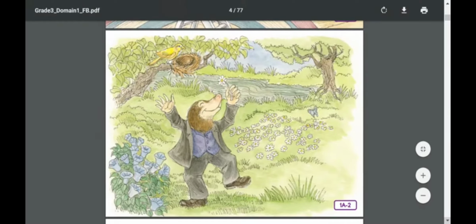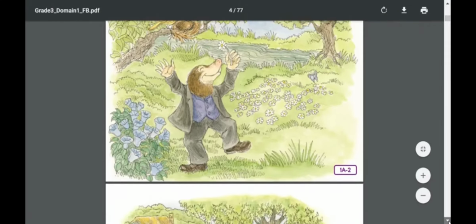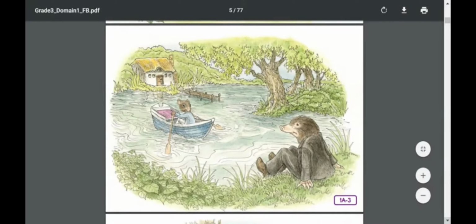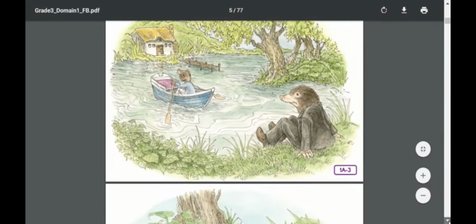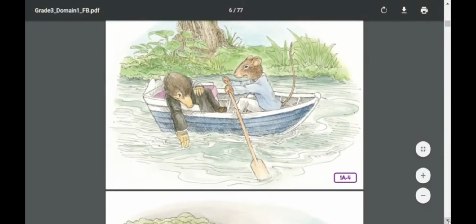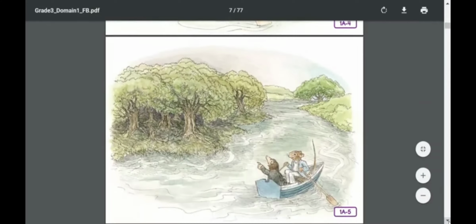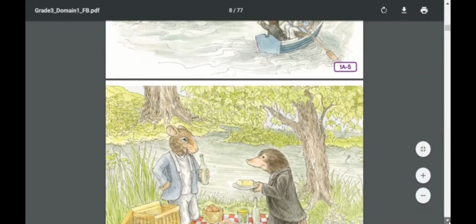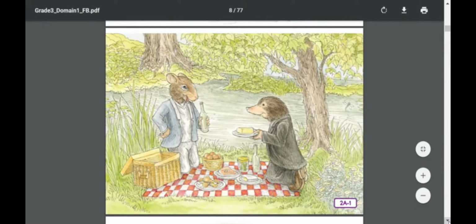He started to meander around the riverbank and he met a new friend. He met Rat, who immediately invited him into his boat to take him on a trip. And Rat is teaching Mole all about the world that Mole is unfamiliar with. So here we're going to begin Chapter 2.